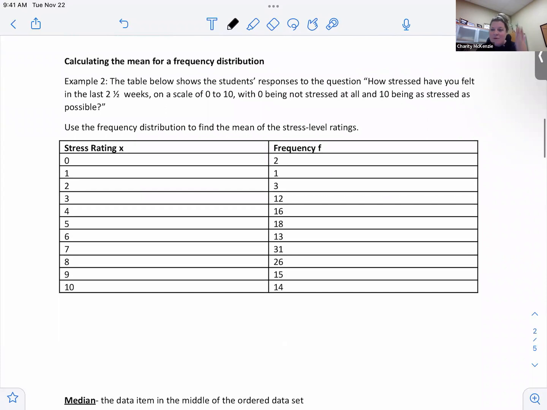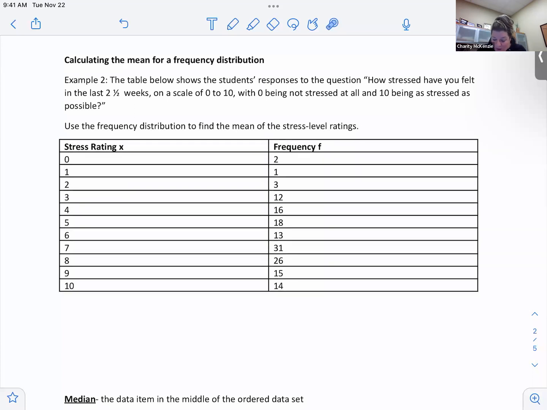What if I give you a frequency table? Can you still do the mean? Oh, it's a little harder. So this is a stress rating and the frequency. What does it mean by frequency? Well, it means there are two zeros, one 1, three 2s. So you could literally list these all out. Go ahead, list out 31 sevens, 26 eights. I don't really want to. I'm lazy. What is a quick way to add things up?